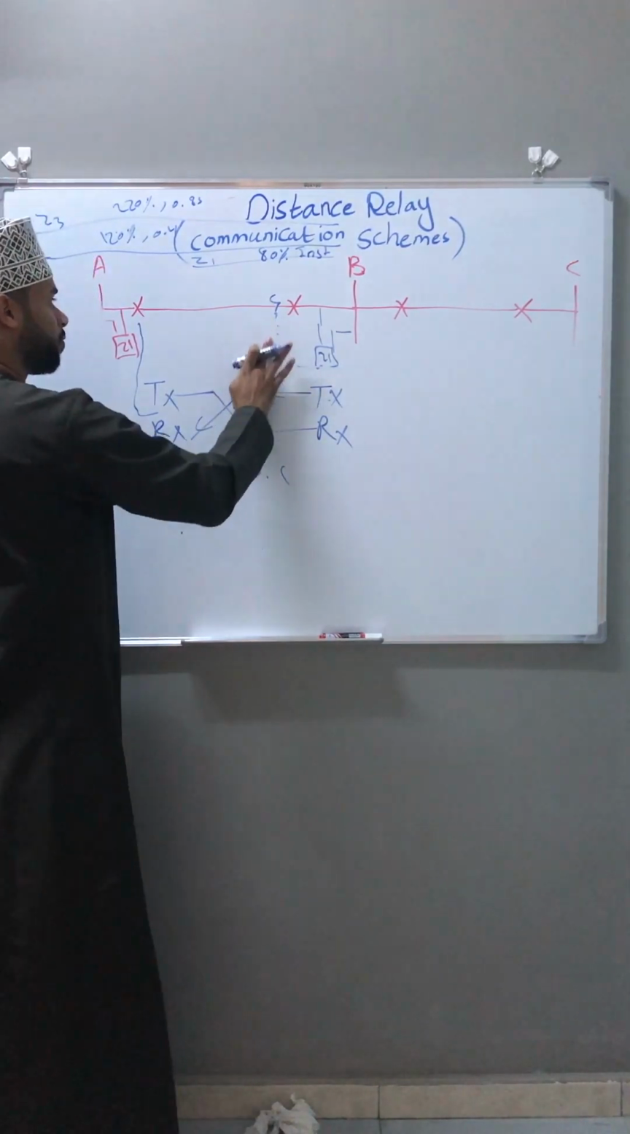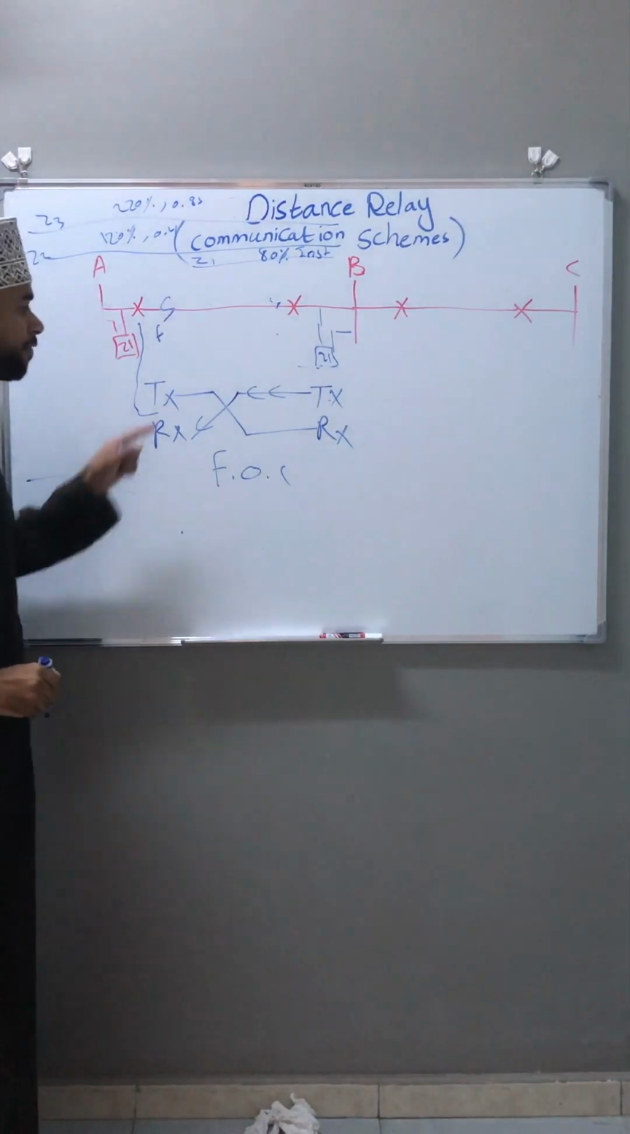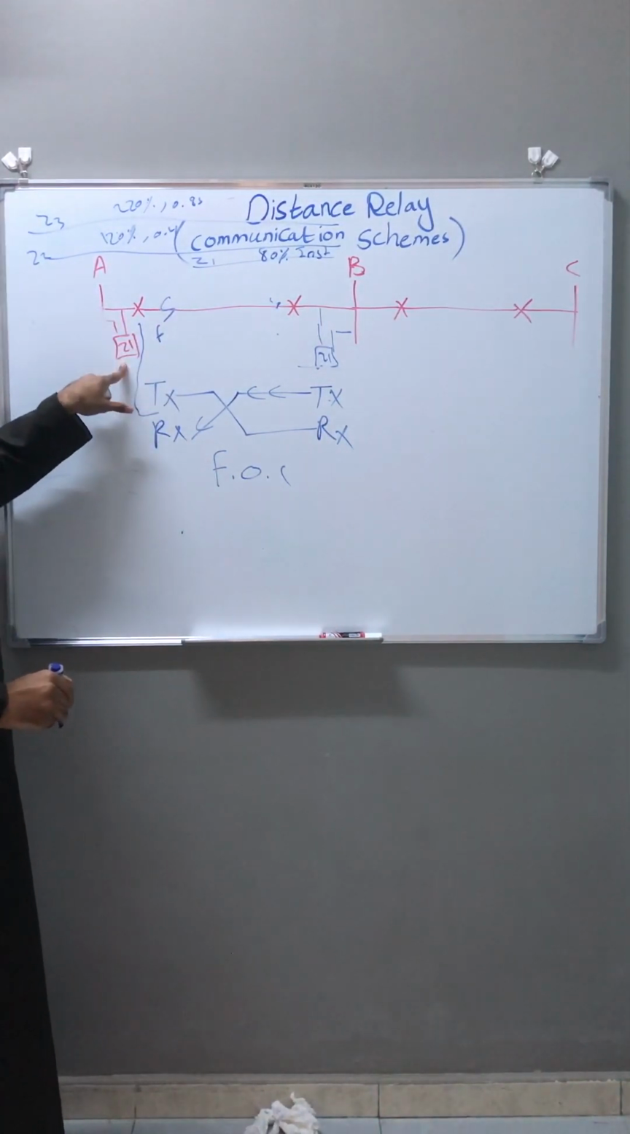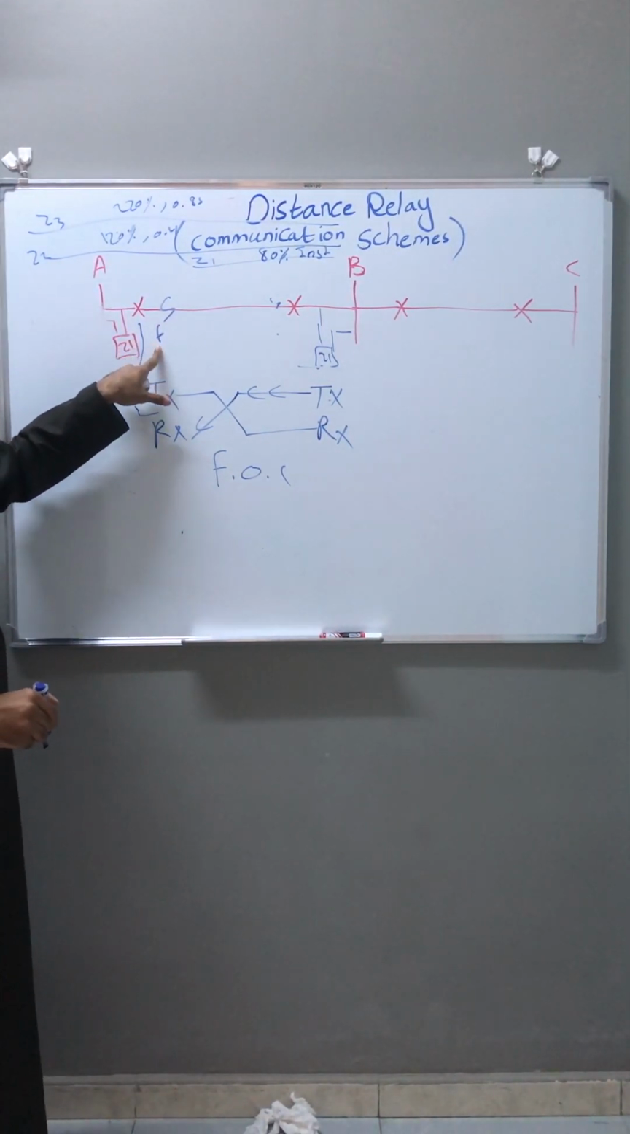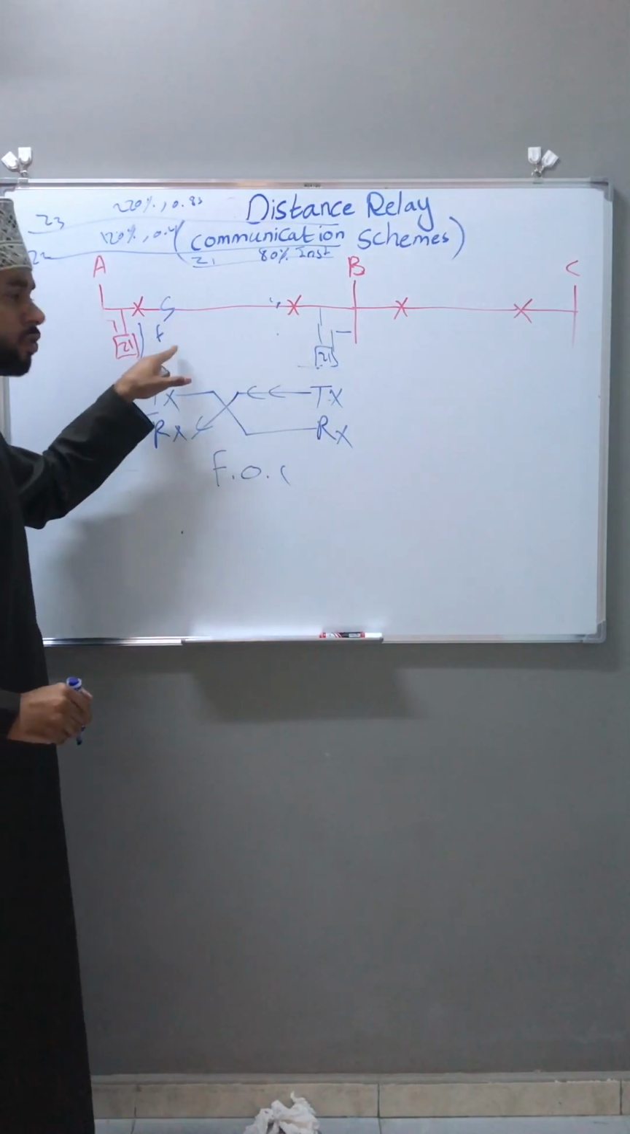Now to make it clear, assume the fault is happening here. If the fault is happening here, the distance relay in substation A will see the fault in zone 1, but the distance relay in substation B will see the fault in zone 2.